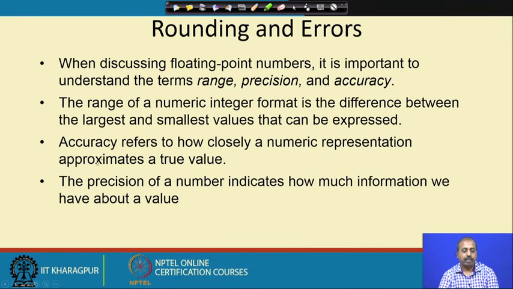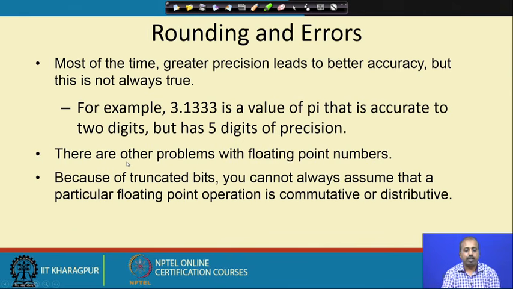So, apparently it seems that if the precision is high, then the accuracy will also be high, but that is not always the case. For example, suppose we are representing the number pi and we have stored the number as 3.1333. Now, you see that the value of pi that we have here is accurate only up to 2 places after the decimal. But while storing it, I am storing a value which has 5 digits of precision. So, 3, 1 and this 1333. So, total 5 digits are stored. So, that way the amount of accuracy and the amount of precision are not necessarily the same. So, they may be different.